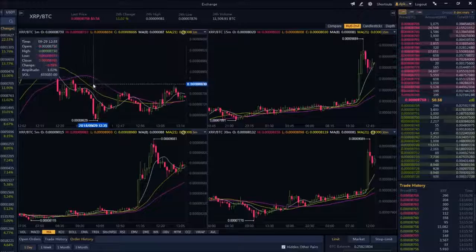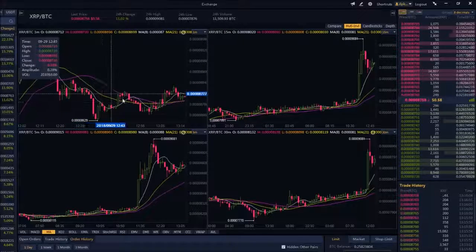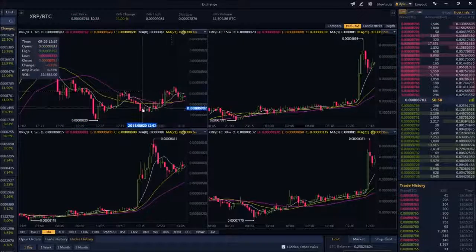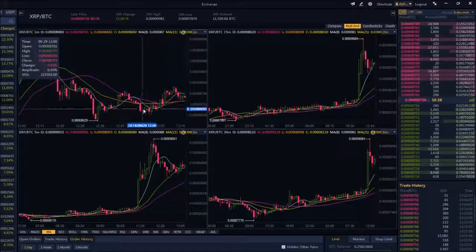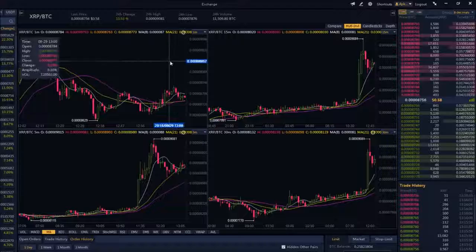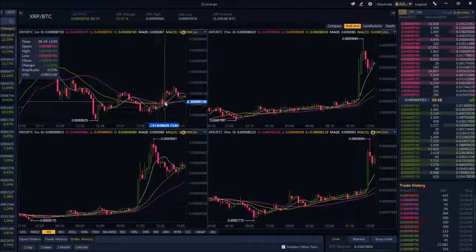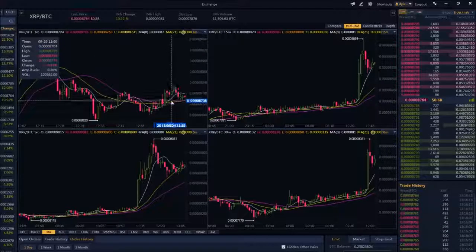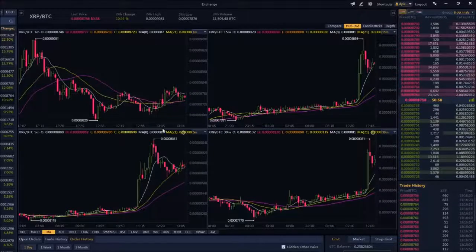And actually, we can see on the 1 minute chart, there's a lot of battles going on here between the bulls and the bears. If I take a look at the moving average as well, the 8-day and the 21-day moving average, I can see that the 8-day has crossed above the 21-day moving average there.